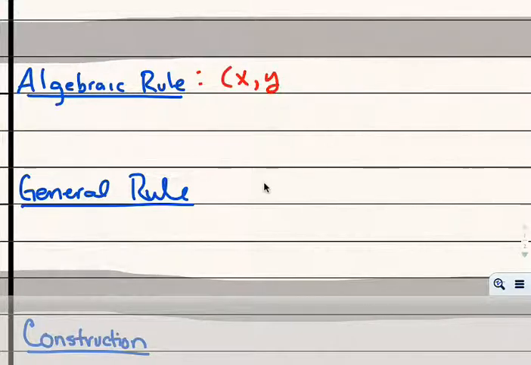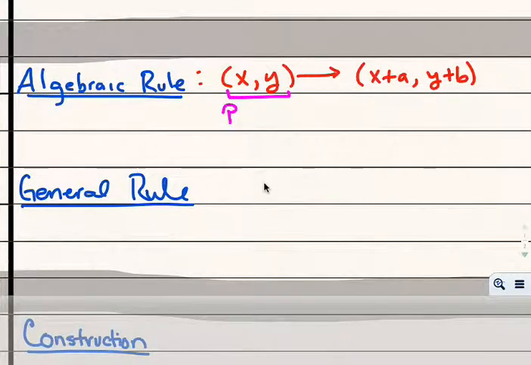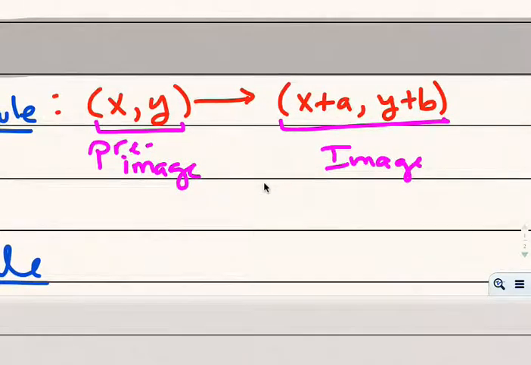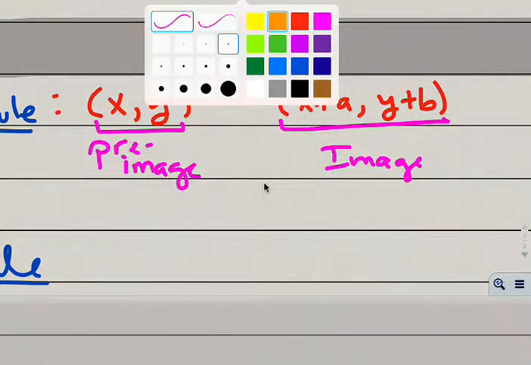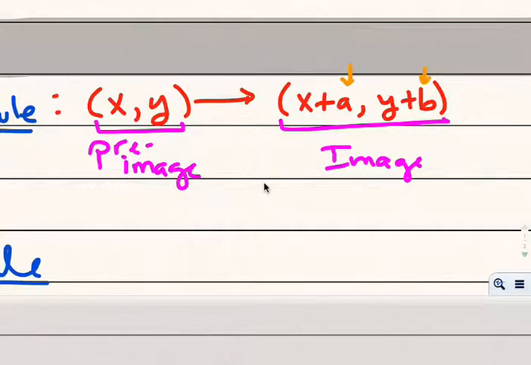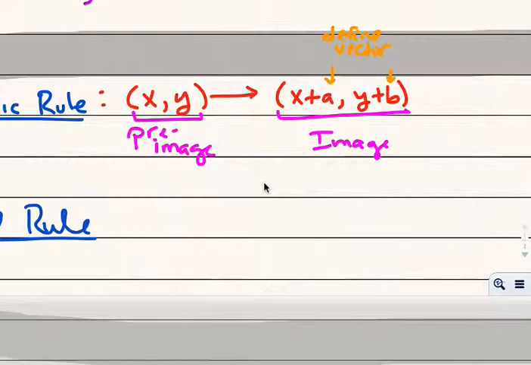So we have x, y being our pre-image point, which is going to be translated to our new point, x plus a, y plus b. Okay. So if you're tracking these parts, this piece right here represents the pre-image, and this guy right here represents the image. In other words, we're taking x, y, and changing it in some way to get our new point. So just like the examples before, this a and this b are going to define the vector. These are going to give us that distance and direction that we were searching for.